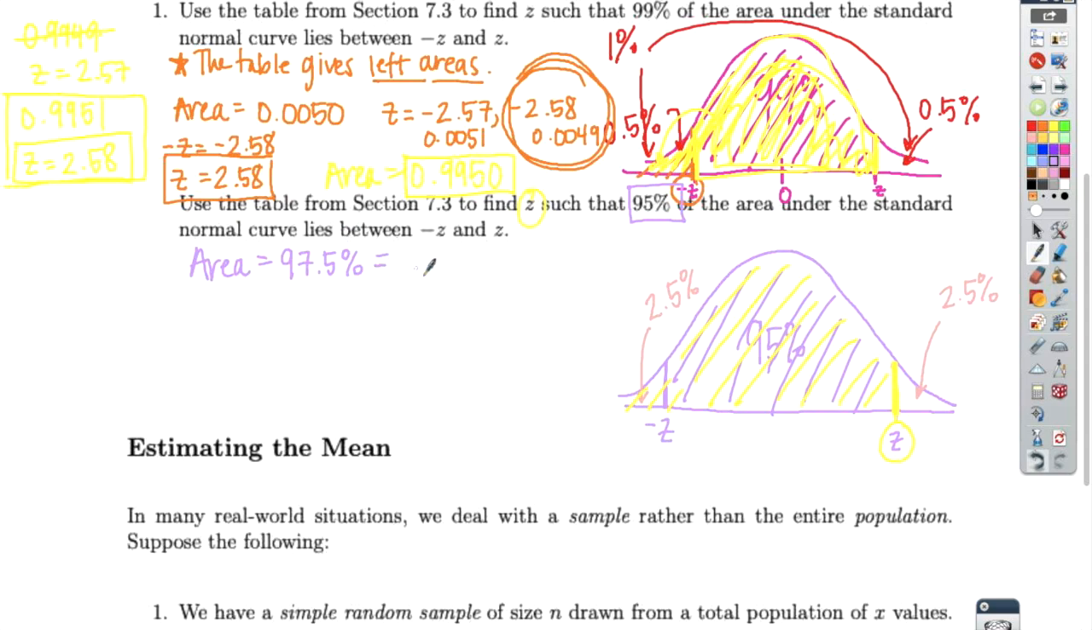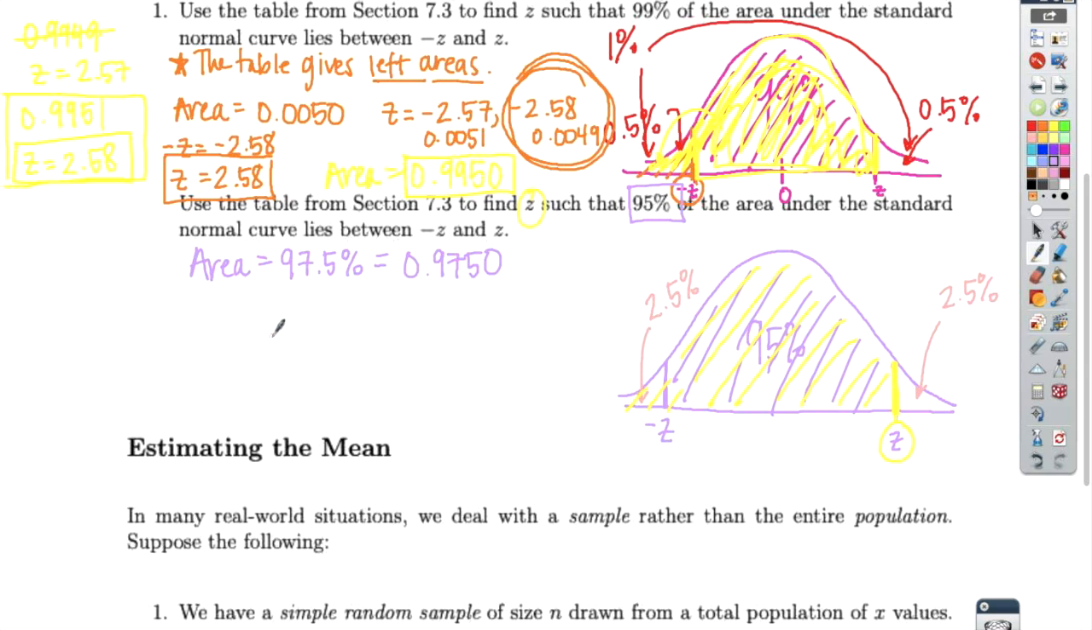So translating this into a decimal, this would become 0.9750. And now I'm going to go to my table. So 0.9750, let's see, 0.9750, actually this one's pretty lucky.